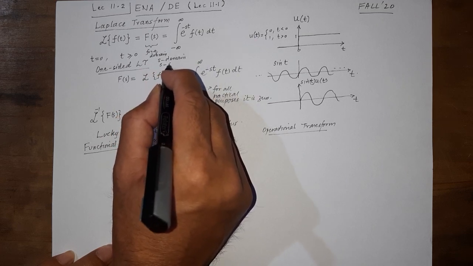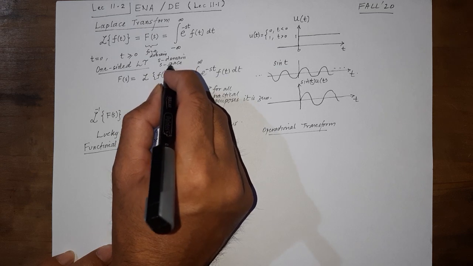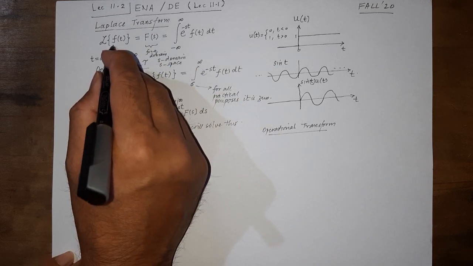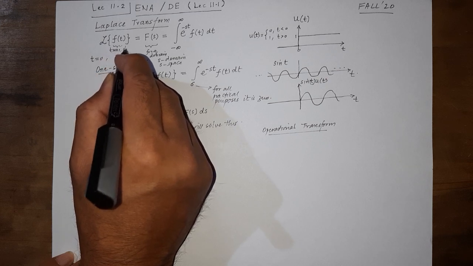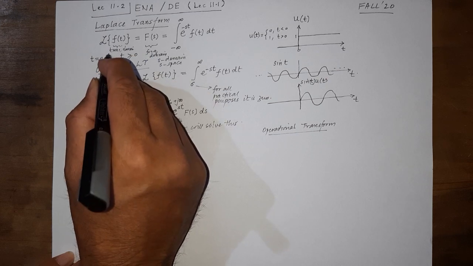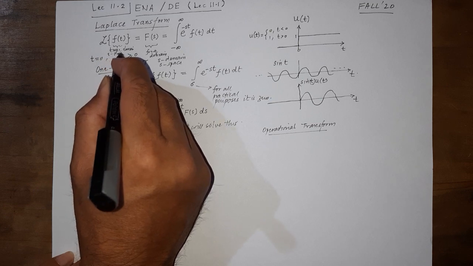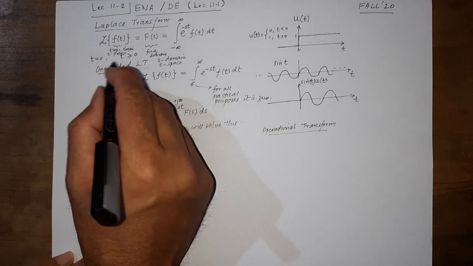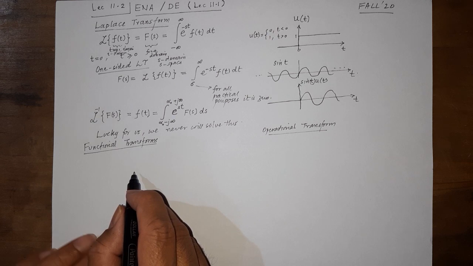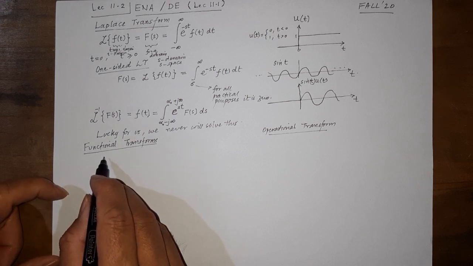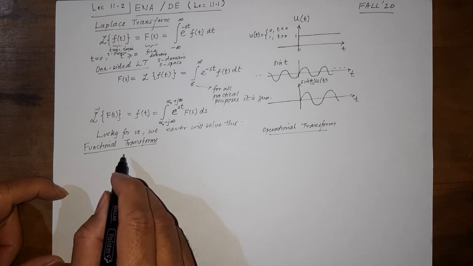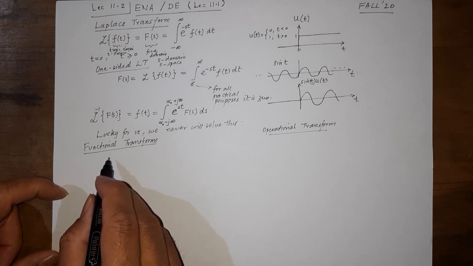or S space, and this as the time domain or the T domain or the T space. So let's begin with finding the functional transform for some of the functions that we know.